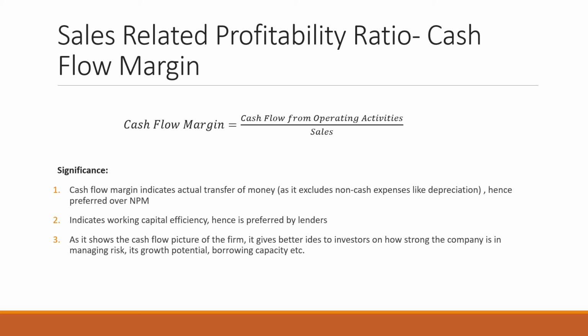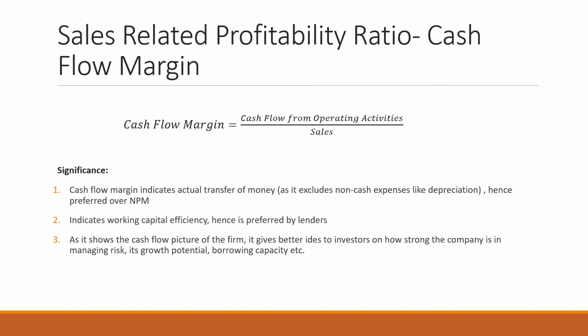Cash flow margin ratio is yet another sales-related profitability ratio which is of great importance. It looks at cash flow from operating activities divided by sales of that year. Cash flow margin indicates actual transfer of money, that is, it excludes the non-cash expenses like depreciation. Hence, it is preferred over net profit margin ratio by lenders and creditors especially. It indicates working capital efficiency of the firm. This means how effective the firm is in the short term to meet its liquidity requirements.